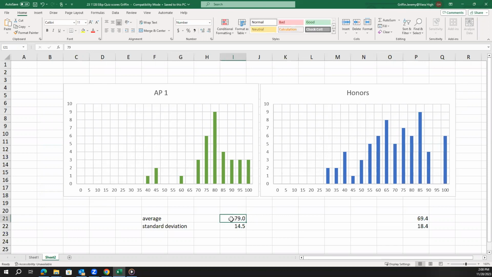The average score for AP was a 79, with a standard deviation of, I think, 14.5, right? And then for the honors students, the average grade was 69 with a standard deviation of about 18.7. There you go. Those are the results.